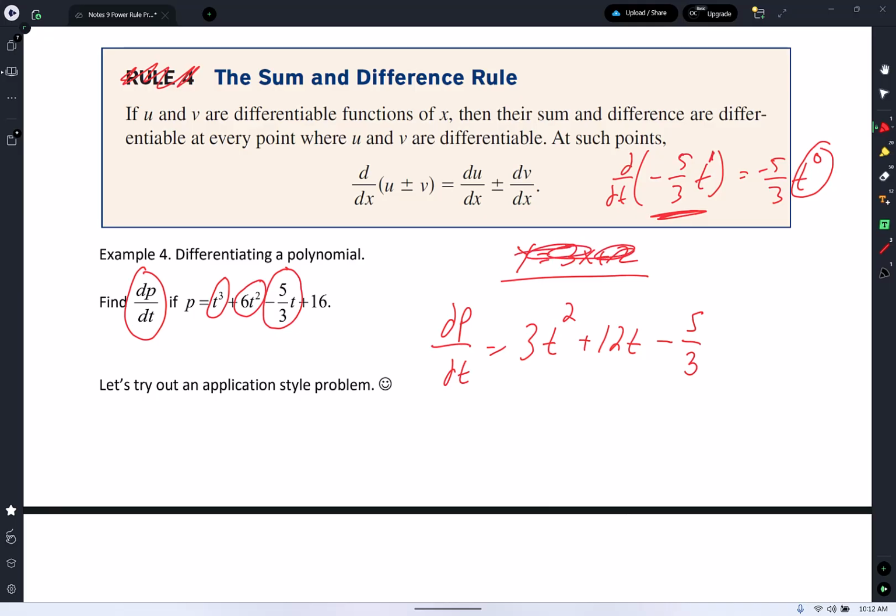So it's the same thing with this. If you have a 5 thirds t, you're just going to tell me that the derivative is just 5 thirds, or negative 5 thirds. The 16 is a constant. What's the derivative of a constant? 0. Done. Leave it alone. This is my answer.